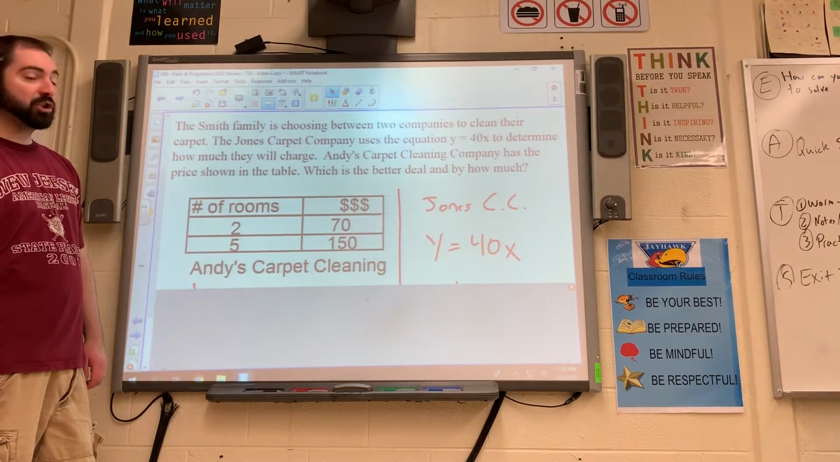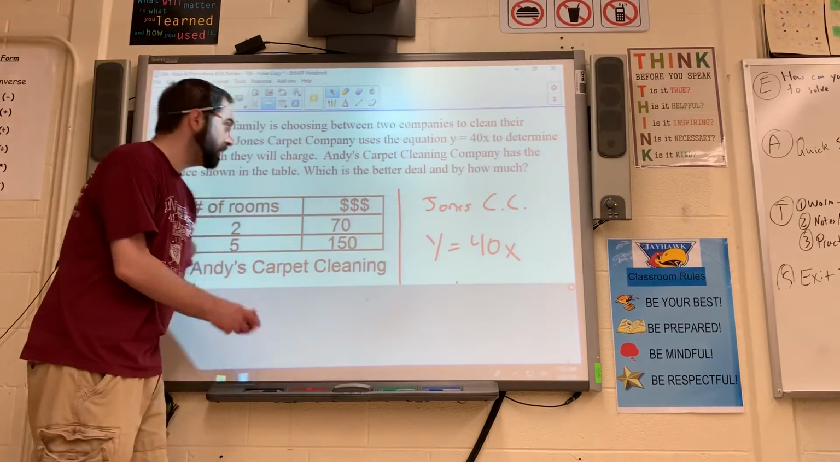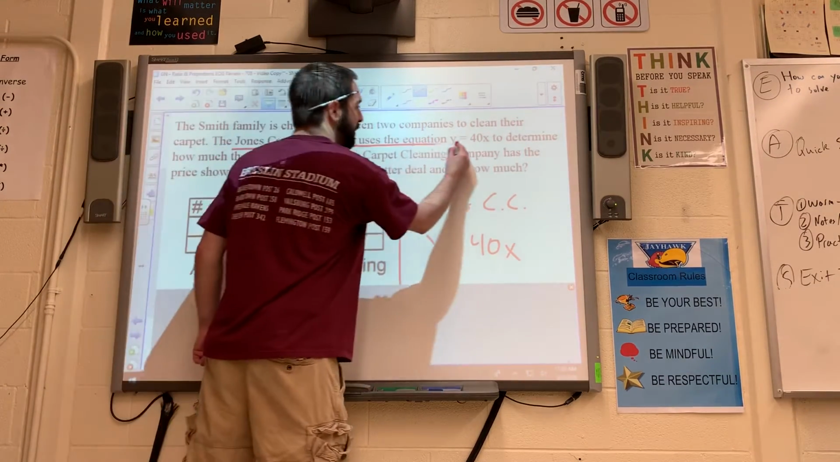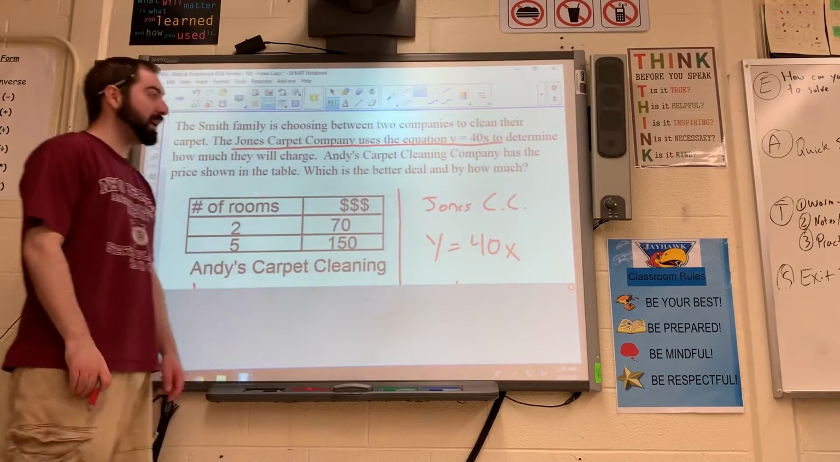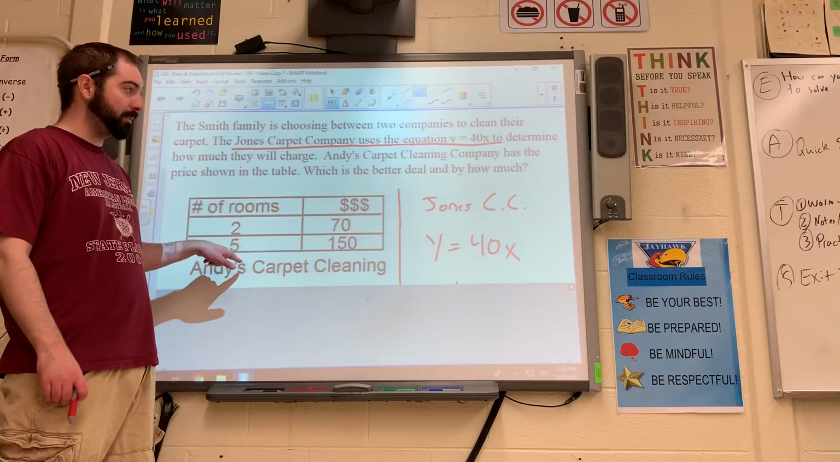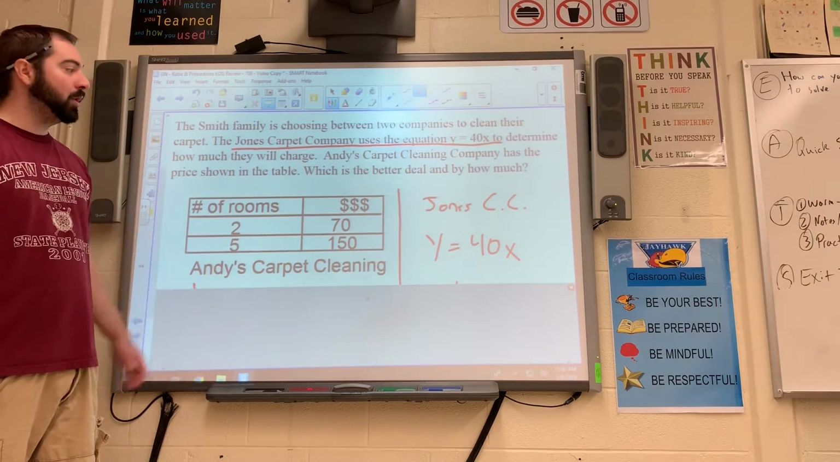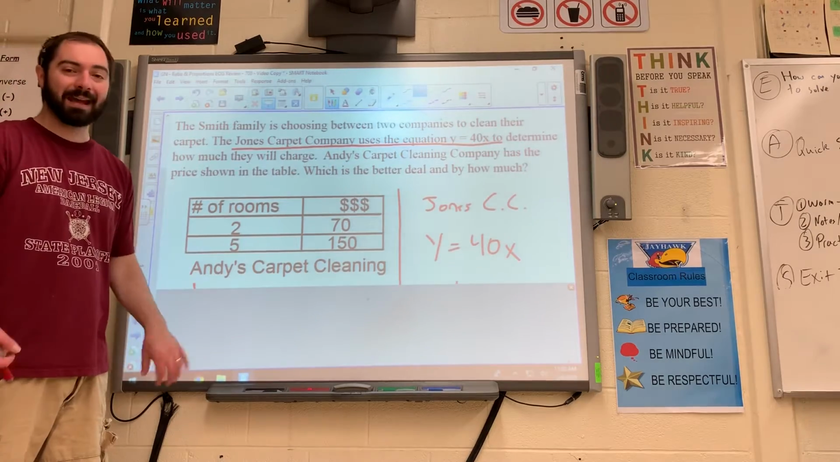The Smith family is choosing between two companies to clean their carpet. The Jones company uses the equation y = 40x to determine how much they charge. Andy's carpet cleaning company has the price shown in a table. Which one's the better deal and how much?